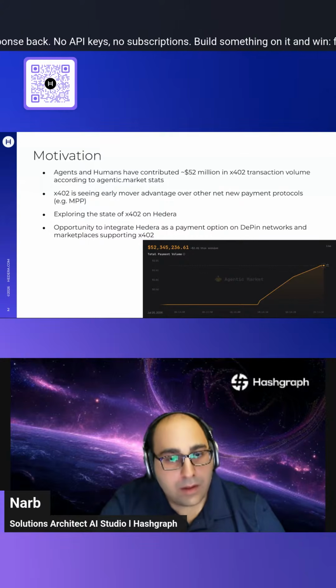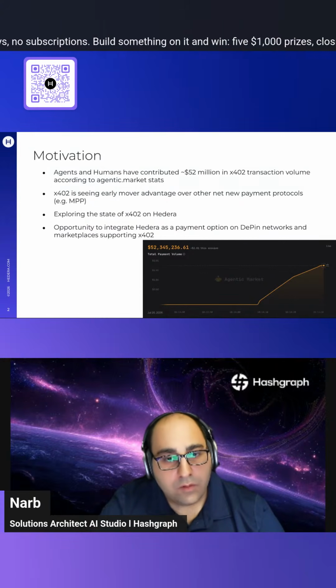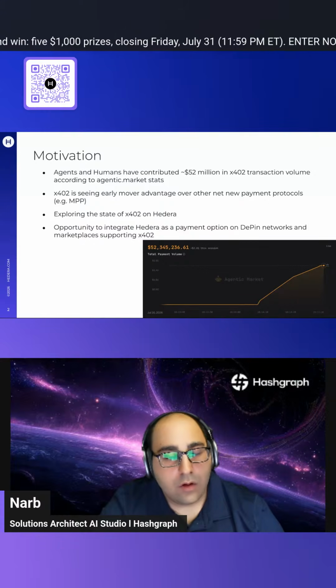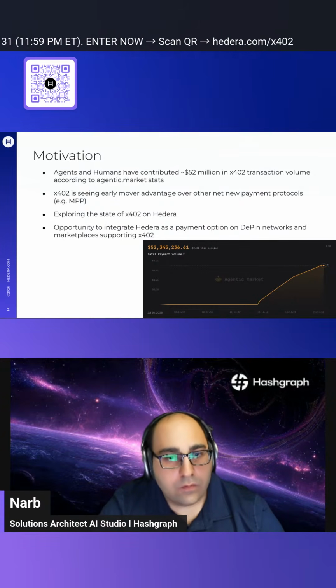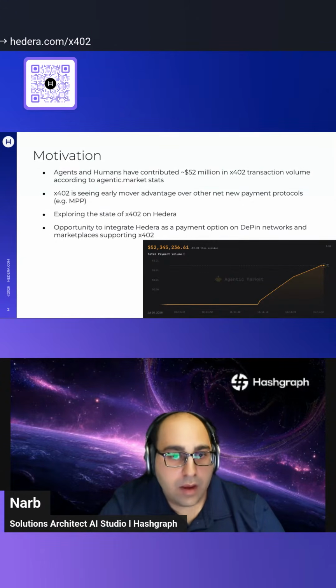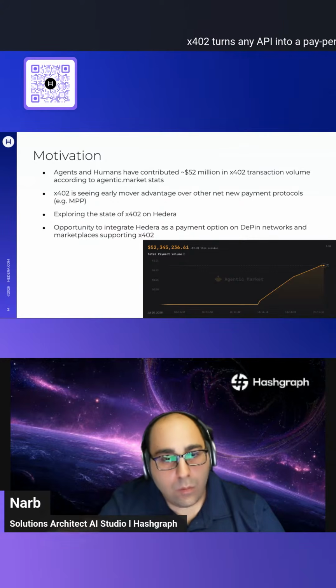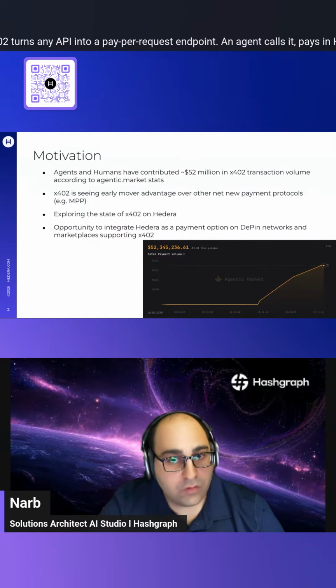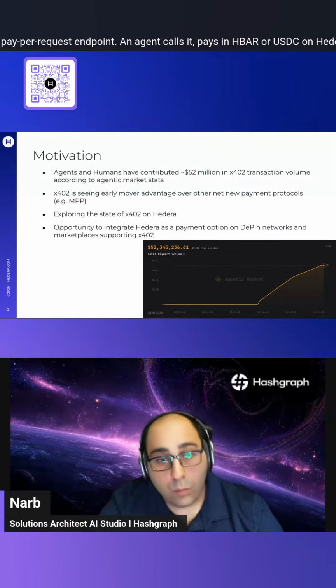And what piqued my interest and got me excited for this is another project, a DePIN project called Venice.ai, run by Erik Voorhees. The premise behind that is inference with privacy in mind. But one of the things that Venice supports is purchasing inference with x402.